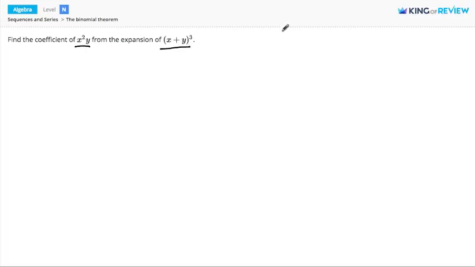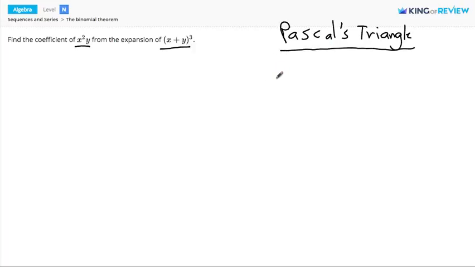A nice shortcut is a technique called Pascal's triangle, which uses a theorem called the binomial theorem, but is a nice shortcut in applying that theorem, and it'll save us from having to work out what this expansion is step by step. Pascal's triangle is a triangle of numbers.